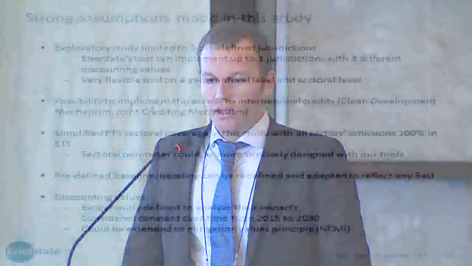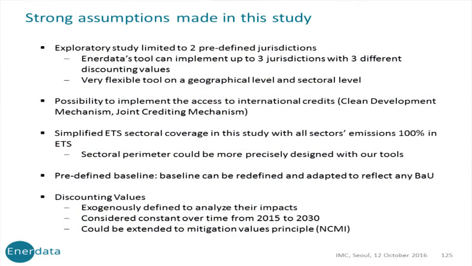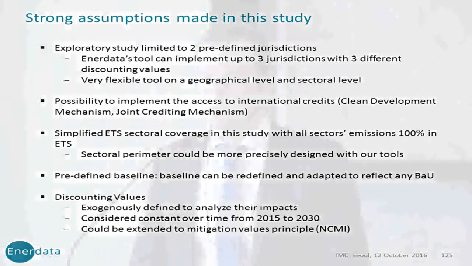So now I will present you some limitations and potential for further work about this study. It's more about modeling now. So we are looking at 2 jurisdictions. Our tool can handle more jurisdictions, at least 3, and we could develop this tool to have more jurisdictions. We could implement access to international credit because POLS is global. We have MAC curves for all countries and all sectors in the world. So we could see where we could find very cheap emission reduction.